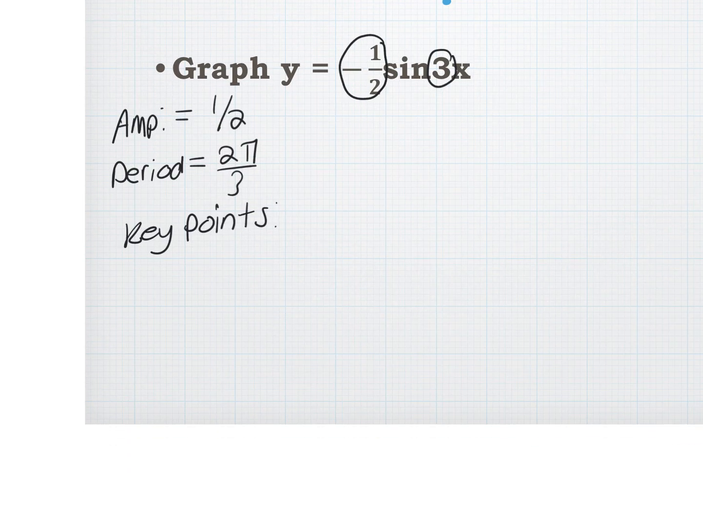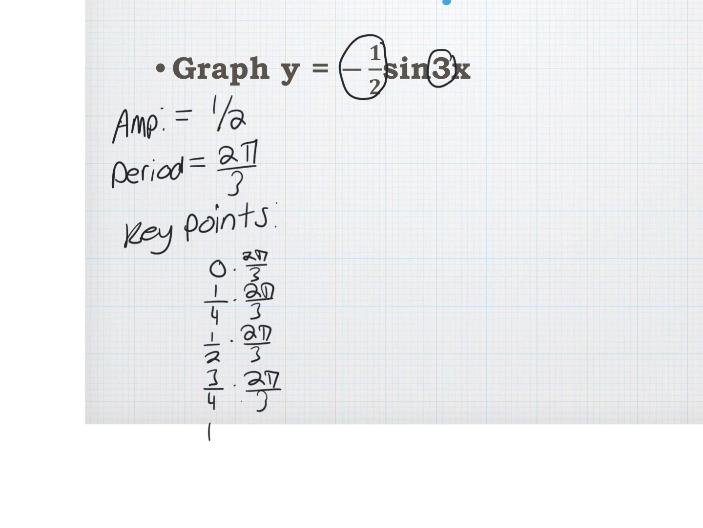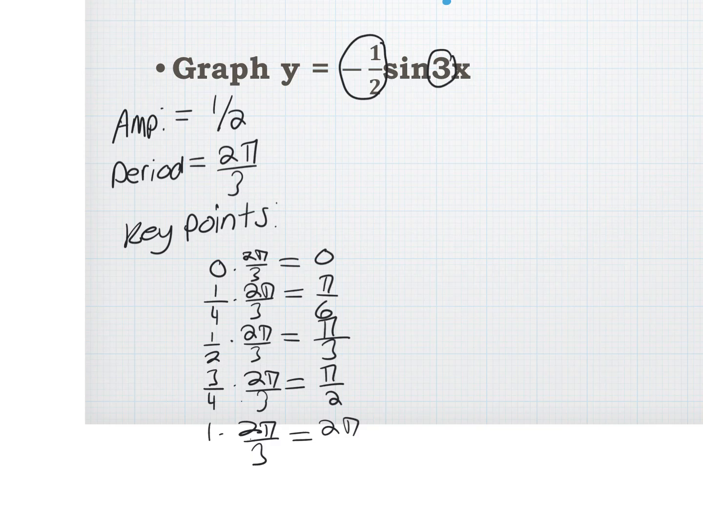All right. To find our key points, once again, it's going to be 0, 1/4, 1/2, 3/4, and 1, times the period, times 2 pi over 3. So then we get 0, 2 and 4 simplified. This is going to become pi over 6. This is going to become pi over 3. This one is going to become pi over 2, and this one's just going to be 2 pi over 3.